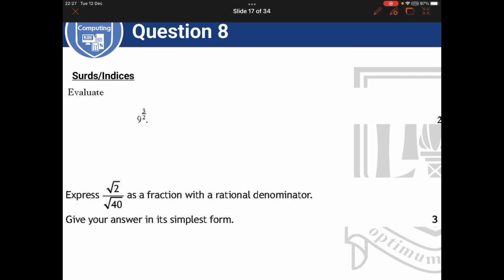Okay, question number 8 is a surds and indices topic. So there are 2 questions here actually. Question number 1 is an indices question. So obviously there are lots of laws of indices and surds that you'll need to know. So I've just picked out a couple of examples here.